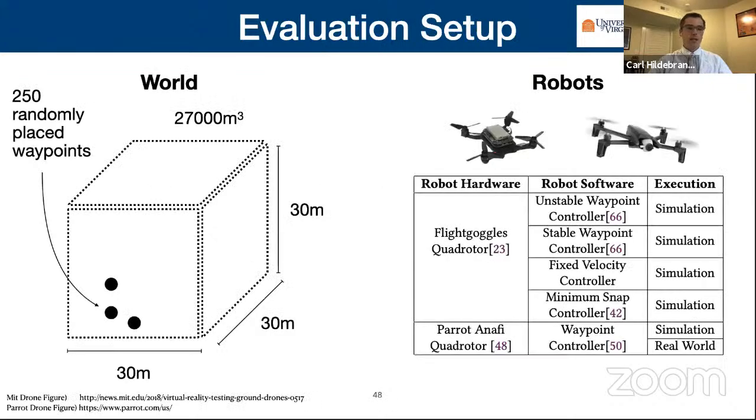We performed our evaluation in a physical world, which was set to a 30 meter wide cube with a volume of 27,000 meters cubed and placed 250 waypoints inside this world. We ran our study on two quadrotors.